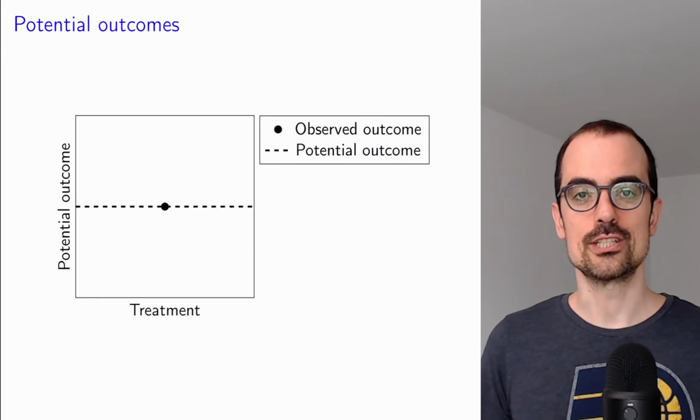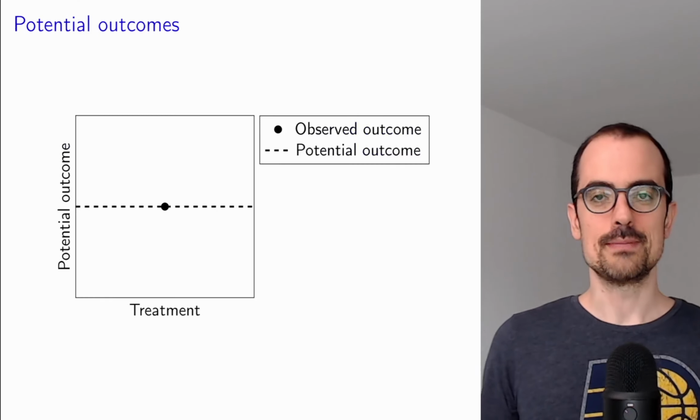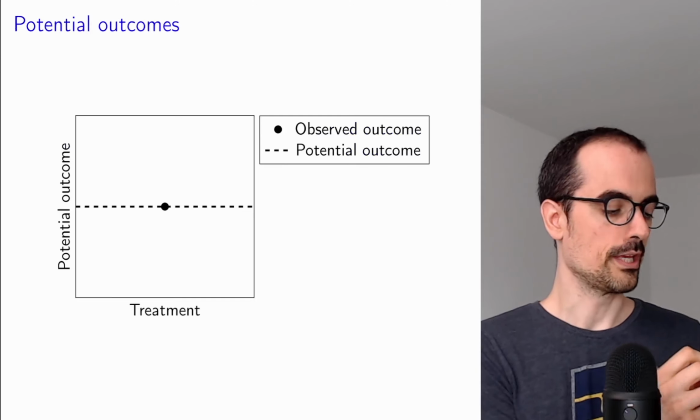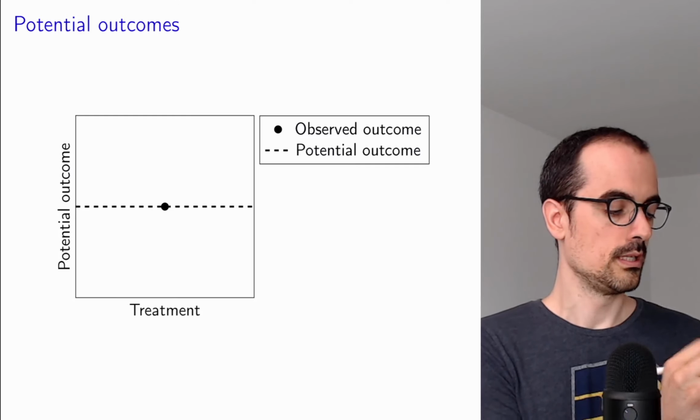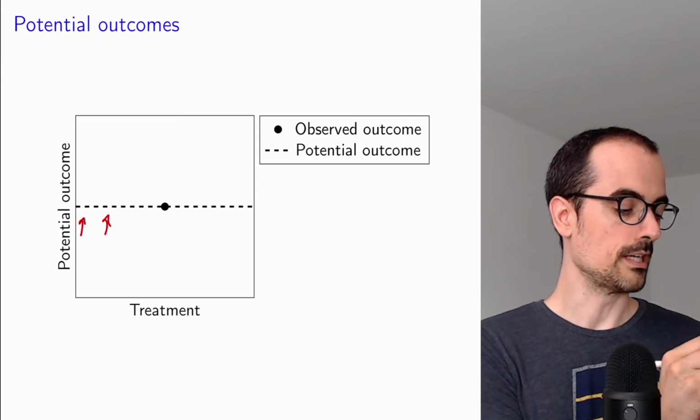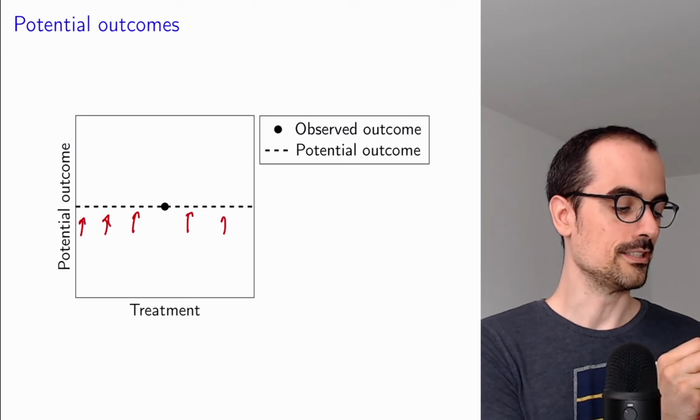Here is a picture. Imagine that a treatment has no causal effect on a potential outcome. So here I'm showing you the value of the potential outcome associated with every possible value of the treatment, and you can see that it doesn't change.